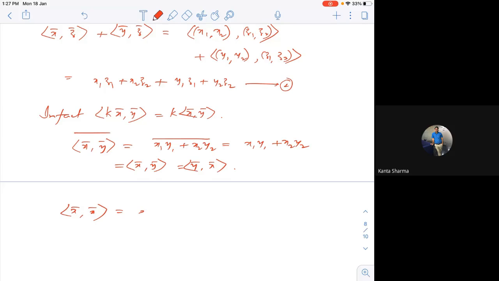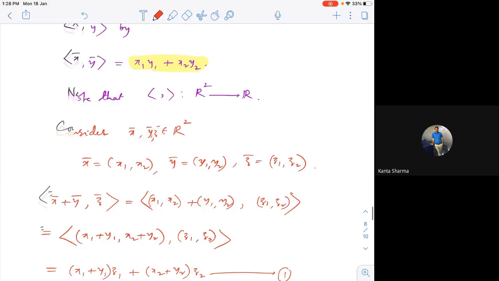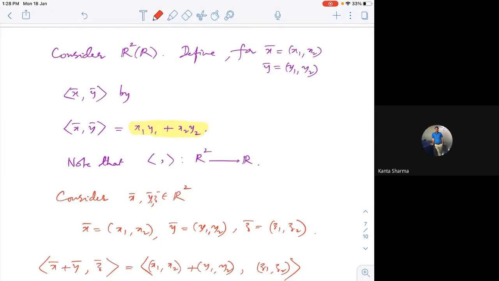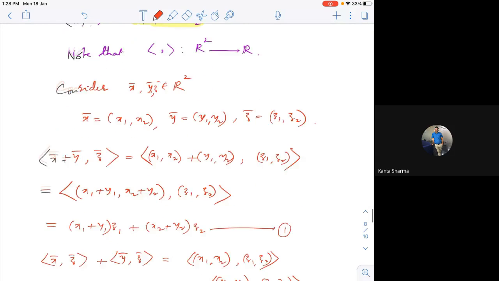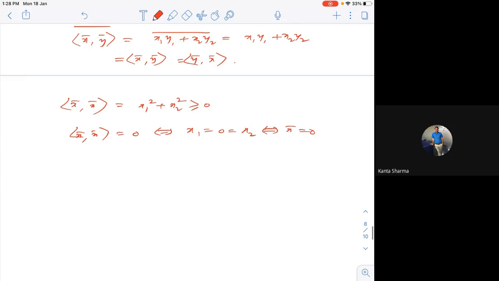Similarly, what is x bar comma x bar? It is x1 square plus x2 square, which is non-negative. And in fact, x bar comma x bar is equal to 0 if and only if x1 is 0 and x2 is also 0, which gives you that x bar is 0, right? So certainly this is an inner product on R square. Therefore, R square over R is an inner product space.